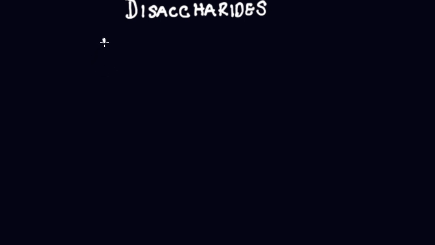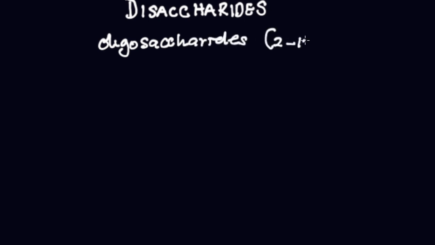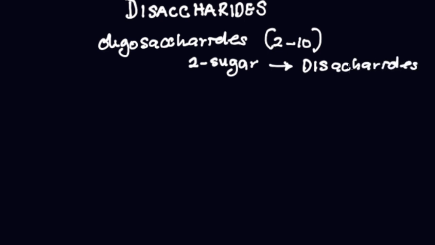I said oligosaccharides contain 2 to 10 sugar units. That is, they contain 2 to 10 monosaccharides that are joined together by glycosidic bonds. So any oligosaccharide of 2 sugar units, that is, it contains just 2 monosaccharides, is mostly referred to as what? Disaccharide. After all, di simply means 2, right? While saccharide simply means what? Sugar. So disaccharide is simply 2 sugar units, and that's what they are.